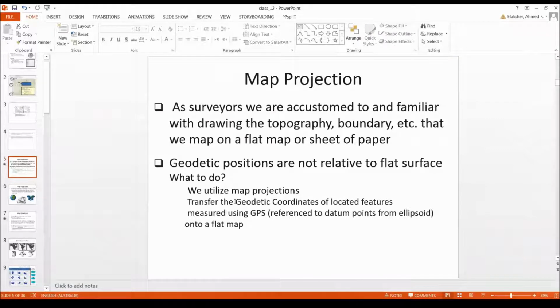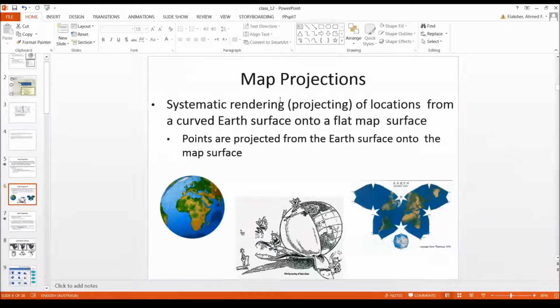We've talked about that in the last few slides. But what is map projection? Map projection is actually going to be a rendering of the Earth. So let's take a look here. Systematic rendering. By rendering, you are going to project this map into a flat surface.